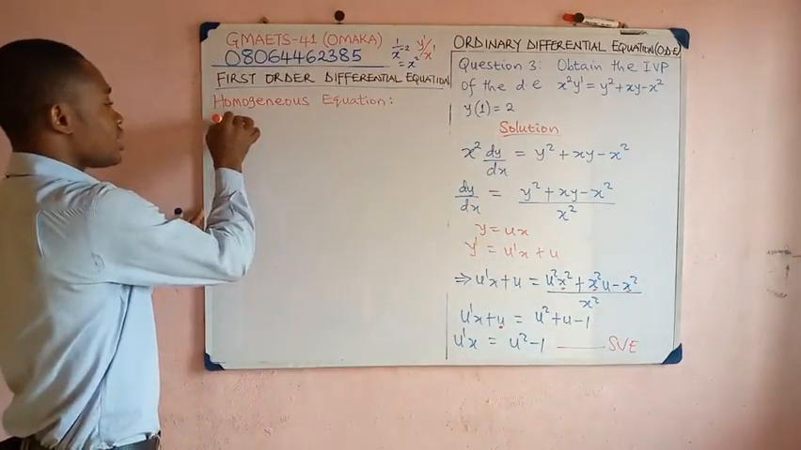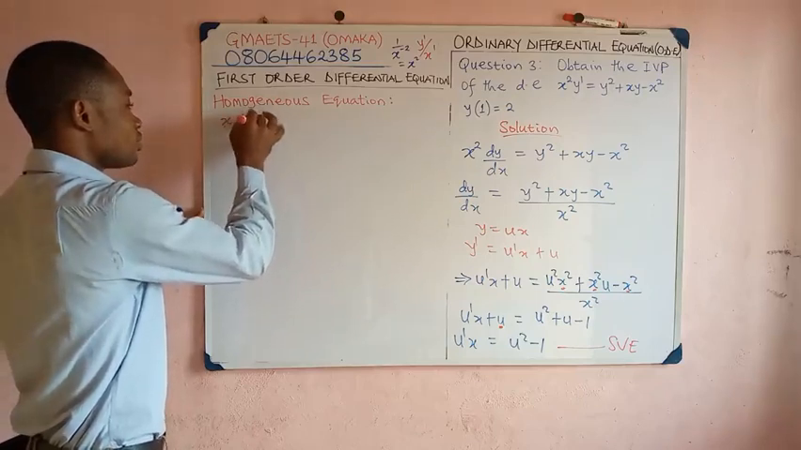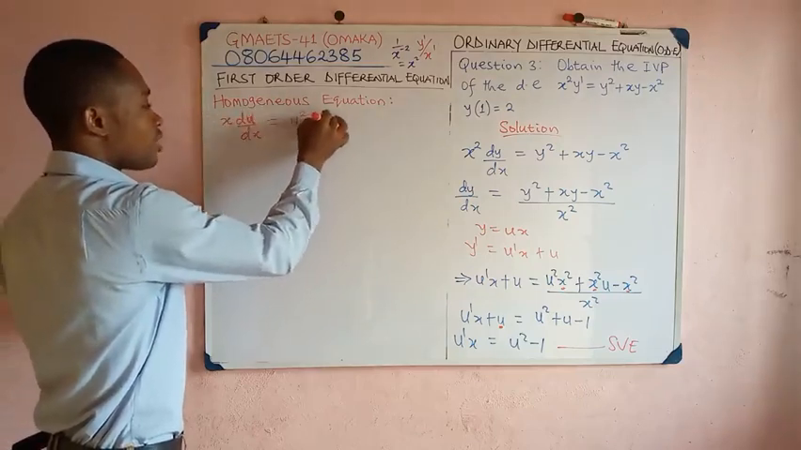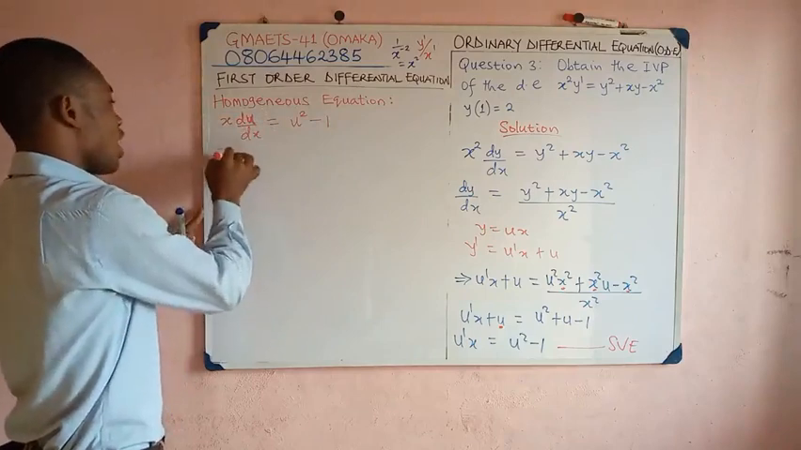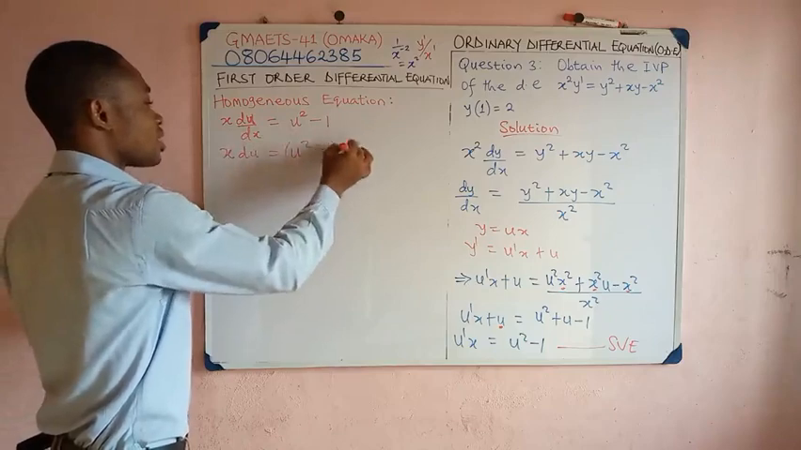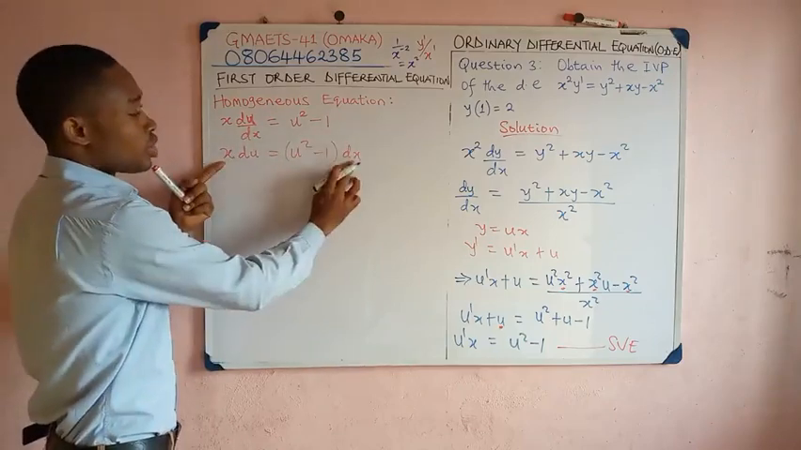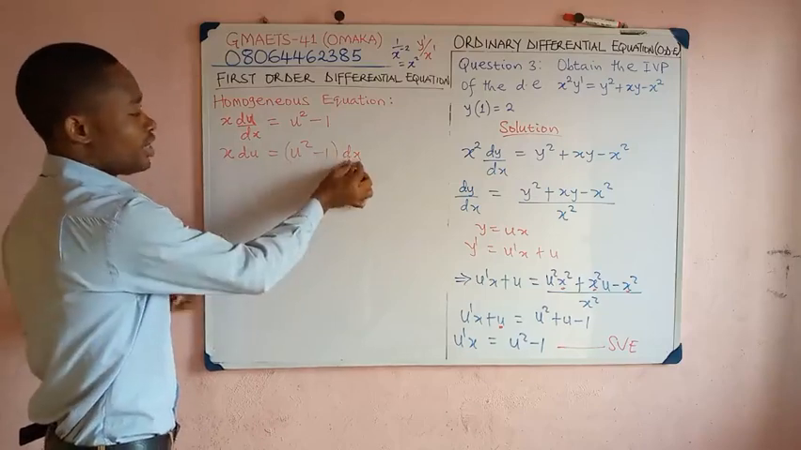Let's work it out and see. This is x times du over dx equal to u squared minus 1. If you cross multiply, you have x du equal to u squared minus 1 dx. And of course, we can now separate the variables. Take this x term to come to its controlling differential coefficient, the parent dx.